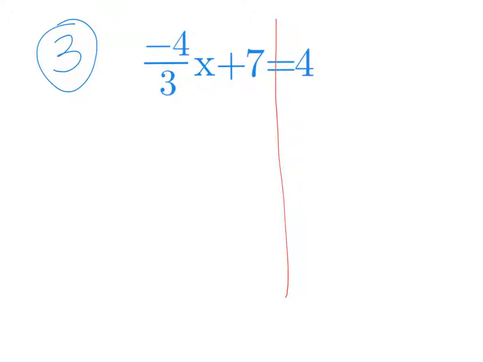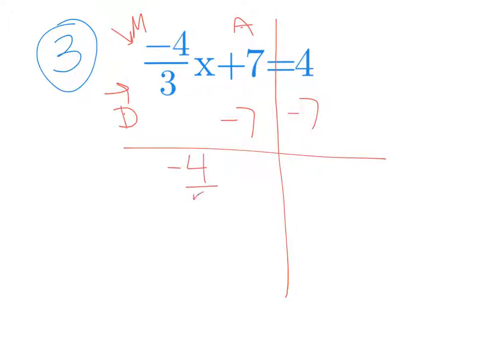Again, this 3 here, it's the bottom of a fraction, so this is division. And this -4 is actually multiplication. And then this 7 is addition. So I'm going to get rid of my 7 first. I'm going to subtract 7. So I'm left with -4/3 x, because that canceled. 4 minus 7 is -3.